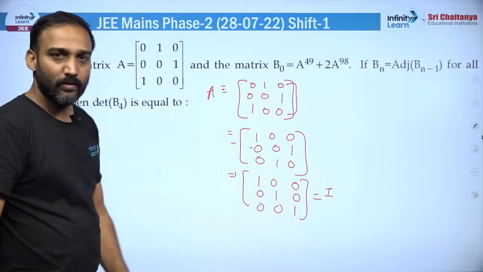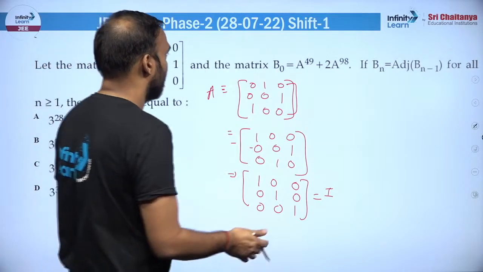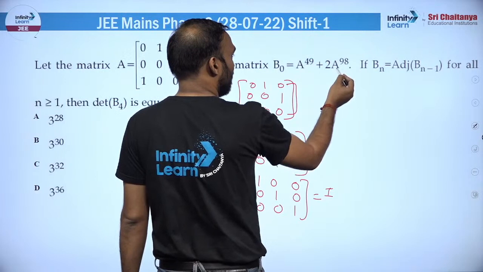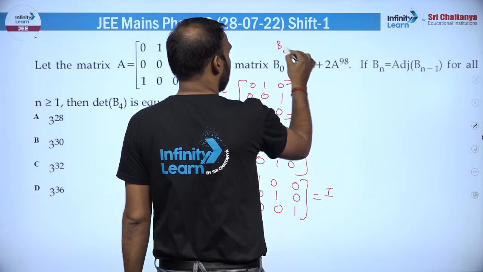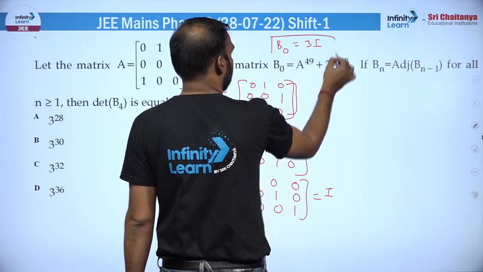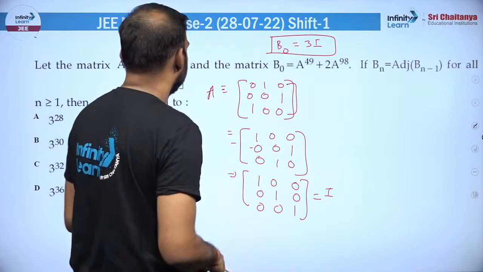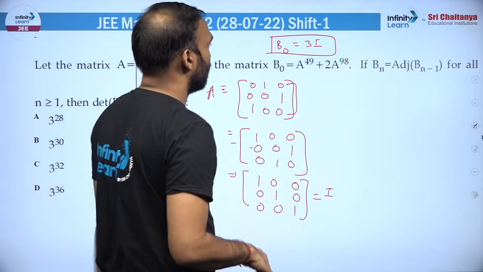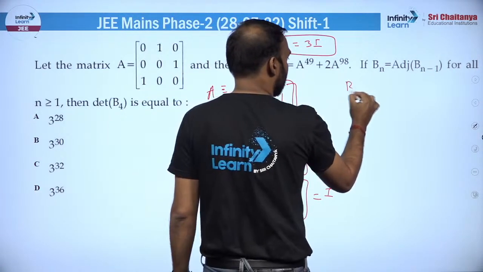They gave me A only and nothing else. A is I, right? So I raised to power anything is I. So what is B0? B0 is I plus I, that is 2I. So I have to find the det of B4. Now what is B4 over here?